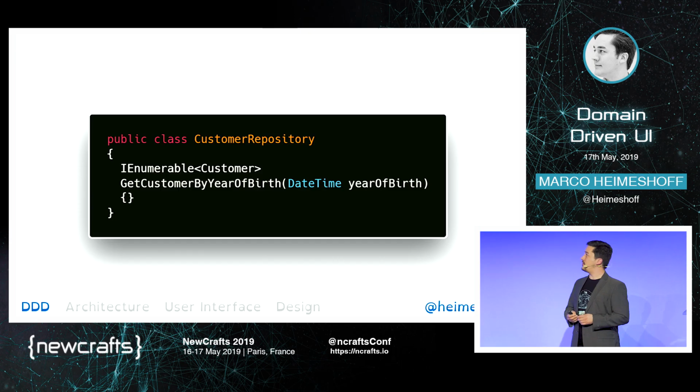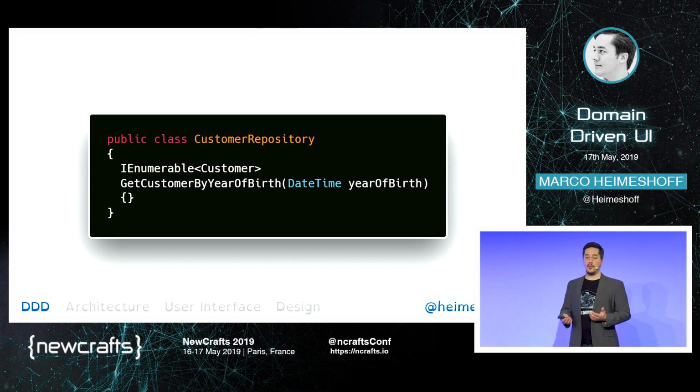This is a customer repository, and it has a wonderful getter. It says get customer by year of birth with a date time year of birth. And there are many things we can get rid of in this code to make it more domain-driven. To have a good ubiquitous language, customer repository is just a pattern. Get rid of that. A customer repository just represents a list of customers, so call it customers.